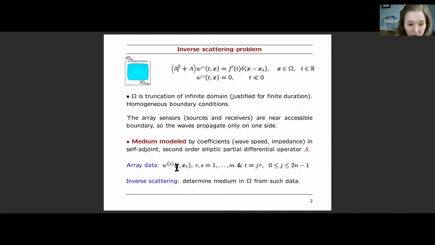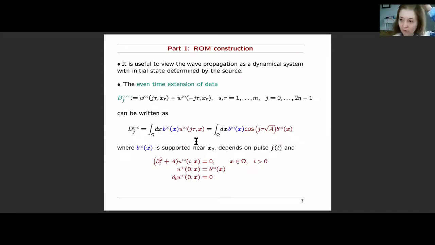The inverse problem is to determine the medium in this domain from such data. What we are preaching here is that ideas from reduced order modeling could be very useful in solving this inverse scattering problem. Most of my talk will be about how we construct a reduced order model from this data. In order to describe the reduced order model, and that's how we got to understand the mathematics of this construction better, we view the wave propagation as a dynamical system.